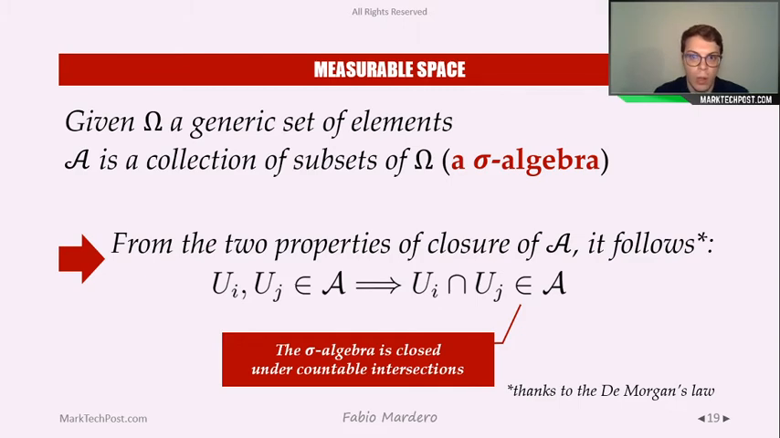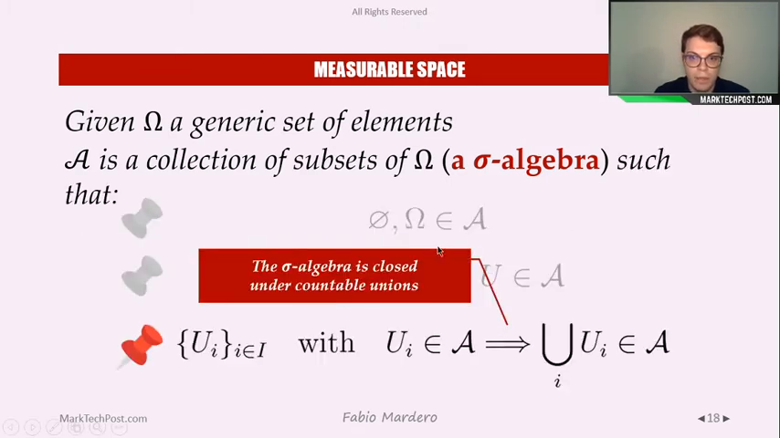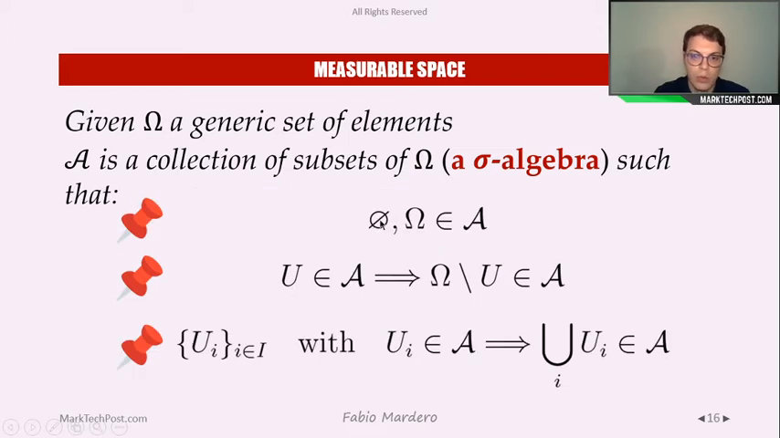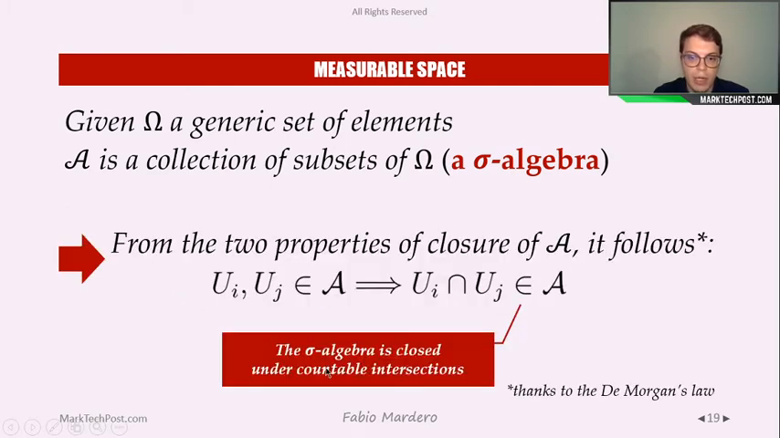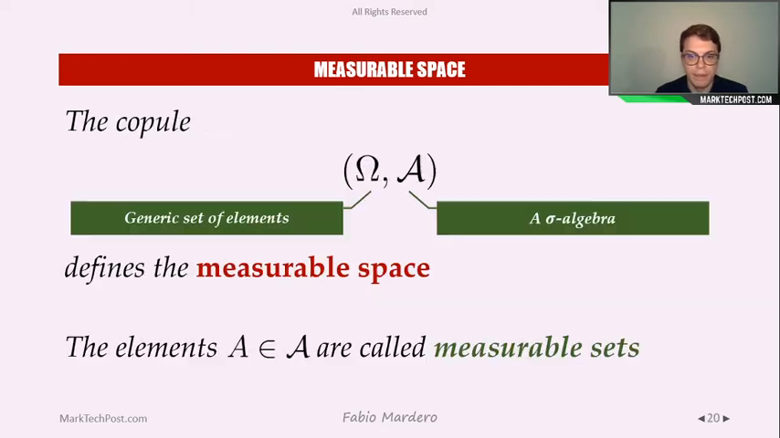So we have the property of the null set. Let's start from here. Then the null set and the entire space are inside the sigma algebra, the closure under complementation, the closure under countable unions, and finally the closure under countable intersections. That seems a strong definition of a sigma algebra.